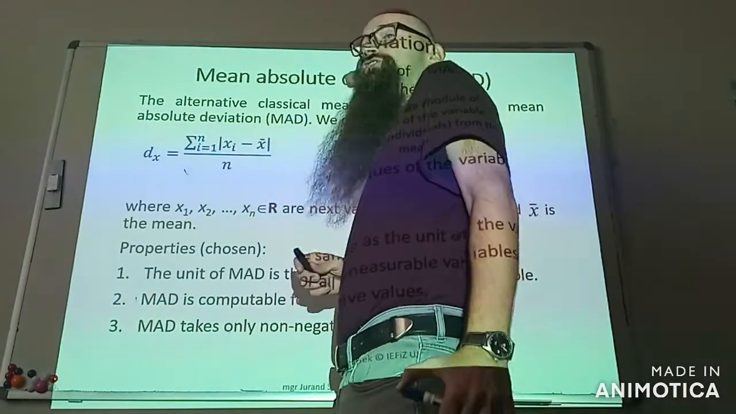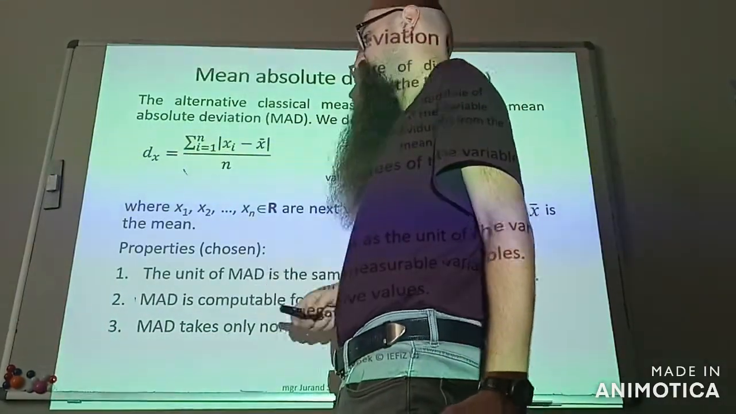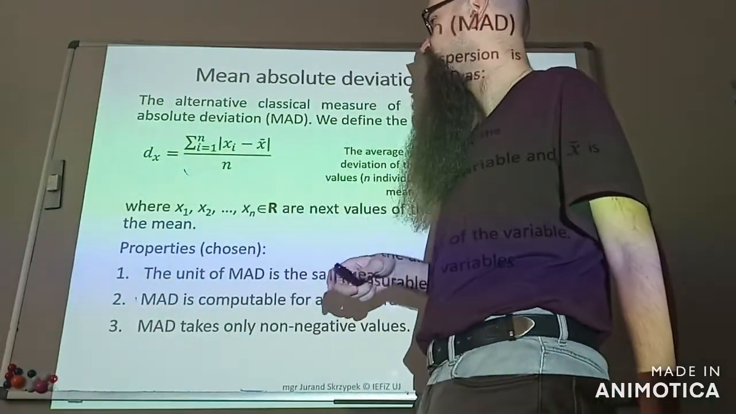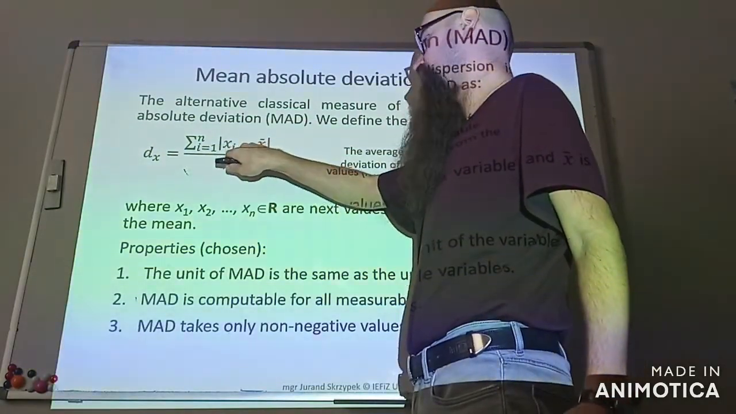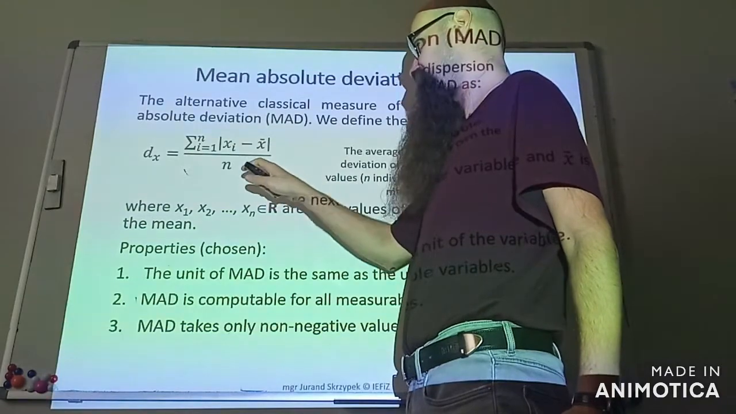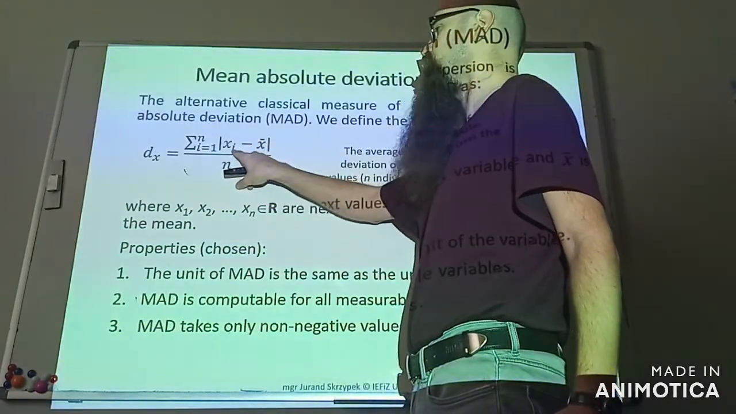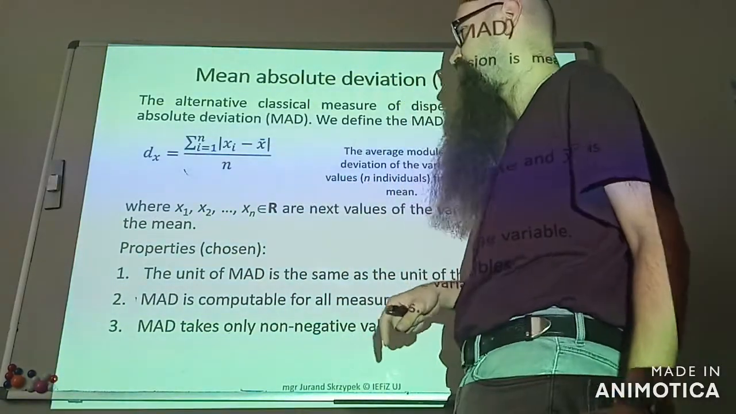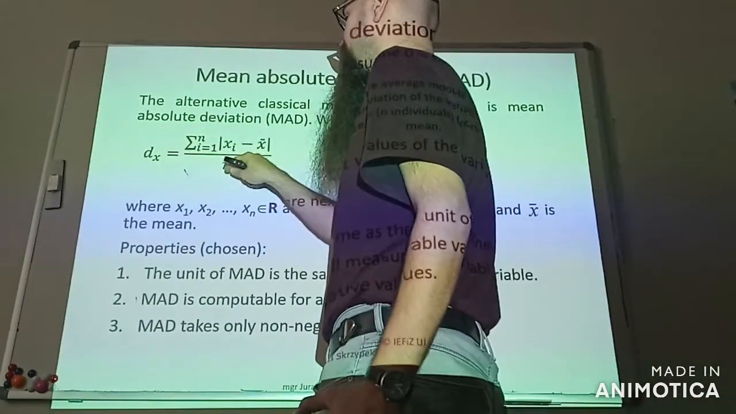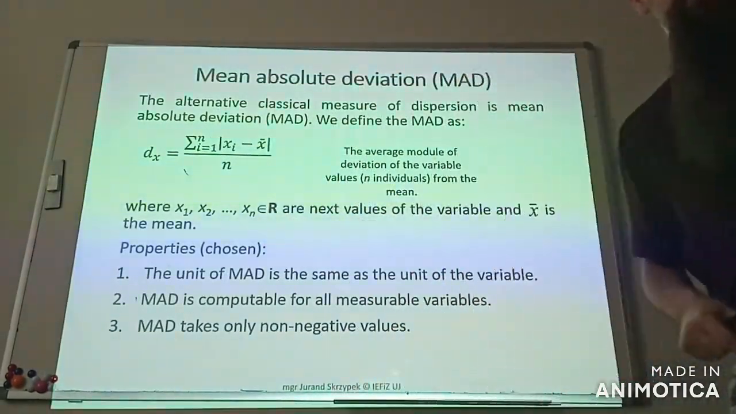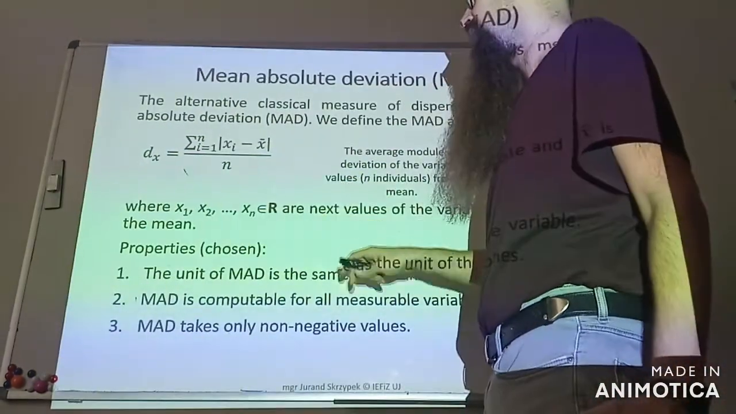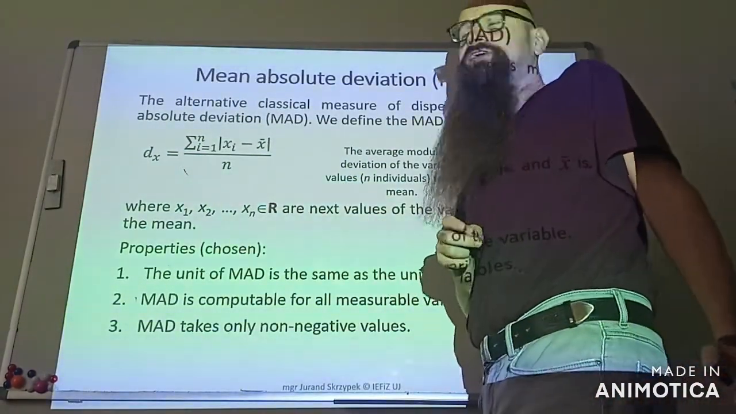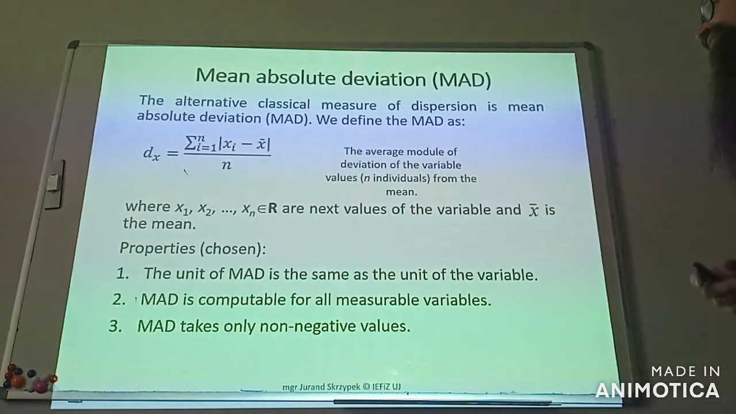As you can see, in the numerator we have the sum from i equal 1 up to n, in which we have the modules of deviations of the variable values from the mean, and this sum is divided by the population size in the individual series, if we of course know all the values of the analyzed variable.